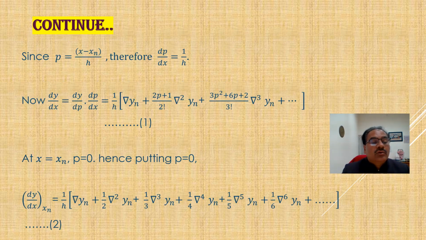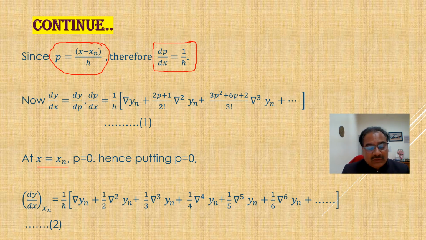Now, in the case of backward, p is (x minus x_n) by h, and therefore dp by dx is very easily obtained as 1 by h. Now dy over dx you may write as dy over dp into dp by dx. It means here you will get dy over dx equals 1 by h times [backward del y_n plus (2p plus 1) by factorial 2 del square y_n, and so on]. At x equal to x_n, p is 0. By putting this, we get dy over dx at x_n, and the formula will look like this: 1 by h [del y_n plus 1 by 2 del square y_n and so on].